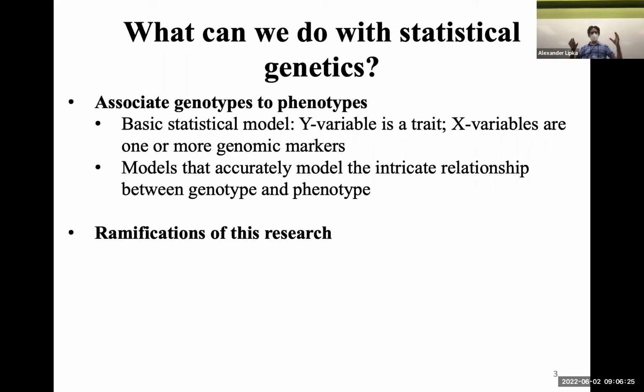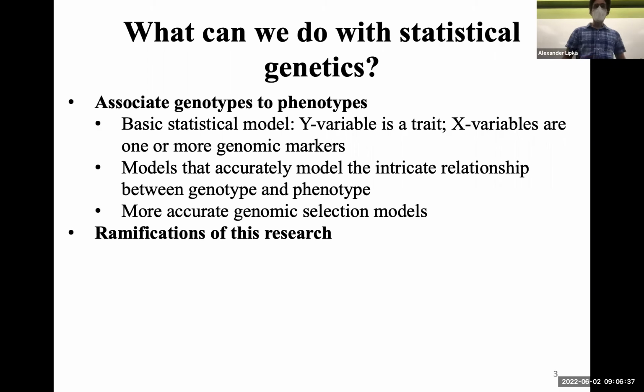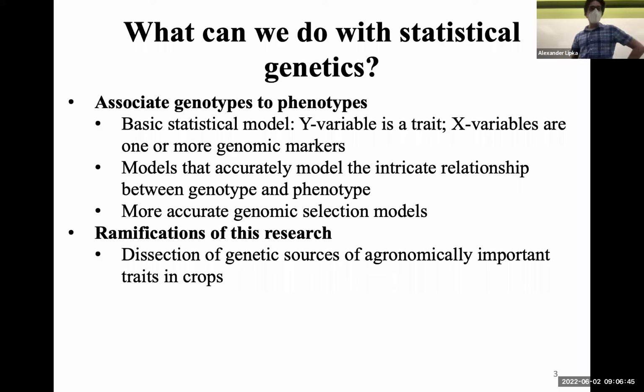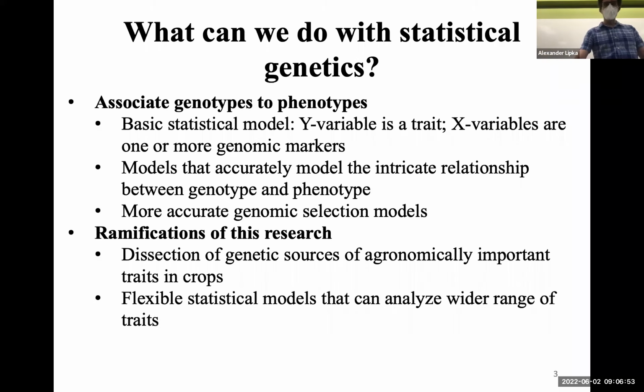With this basic concept, we can develop models that capture the intricate relationship between genotype and phenotype more accurately, and we can come up with more accurate genomic selection models, which you saw yesterday when Professor Rutkowski presented. So why is this research important? It enables the dissection of genomic sources for agronomically important traits, and if we do research in these models, we can handle more data situations.